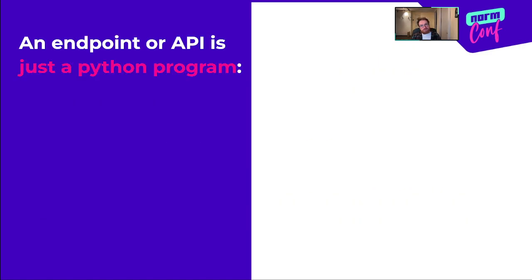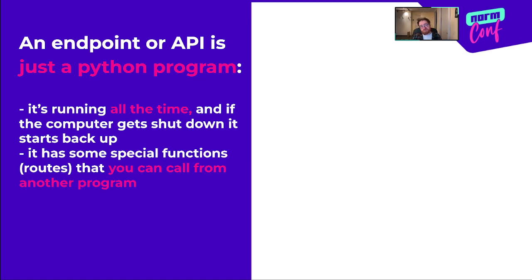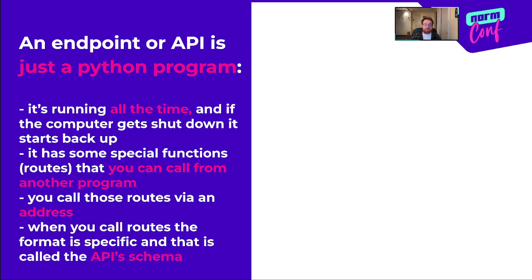An endpoint or an API is just a Python program. It's running all the time. If the computer gets shut down, you start it back up. It has some special functions called routes that you can call from another program. You call those routes via an address. And when you call routes, the format is specific, and that is called the API's schema.